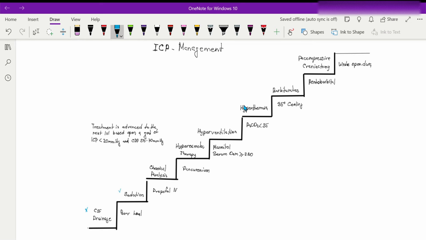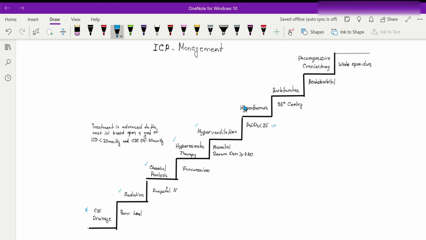Then sedatives are administered, such as propofol IV. Chemical paralytics are used, such as curonium. Then mannitol is given. And you should watch for serum osmolarity to be no more than 320, because afterwards the mannitol will be ineffective. Also, hyperventilating the patient will help, because their oxygen increases and carbon dioxide decreases.